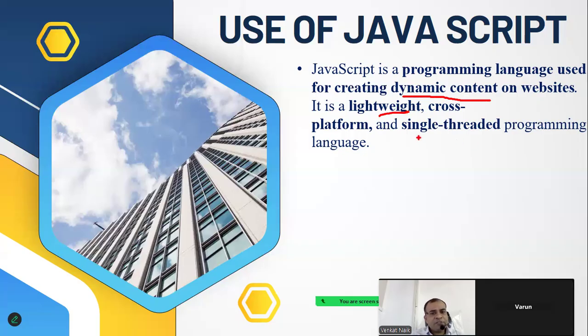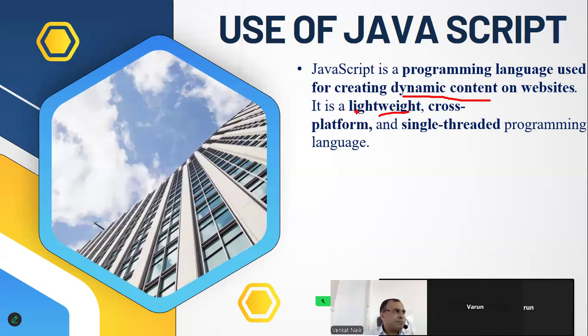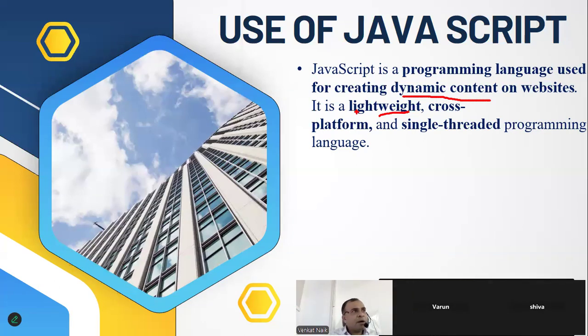So there is a concept called cross-platform compatibility. What does it mean? JavaScript is platform independent. You develop the web application on a Windows operating system, you can run it on Mac, you can run it on Android, it will run, right? That concept is called cross-platform compatibility.